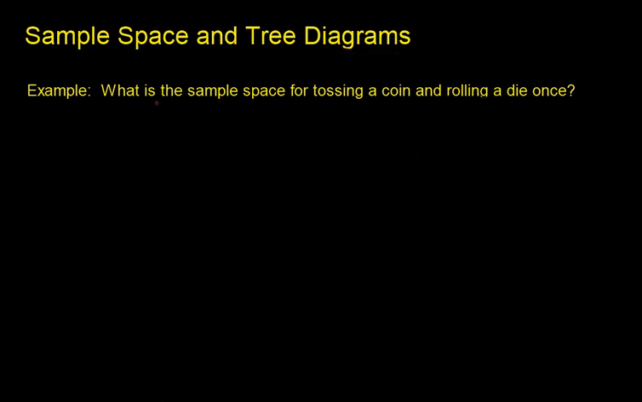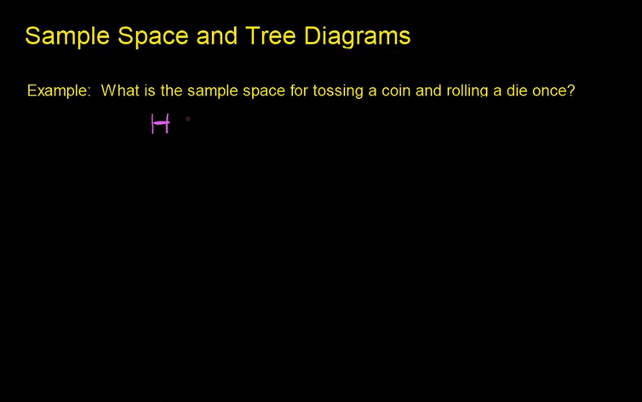We'll do this example here. What's the sample space for tossing a coin and rolling a die once? All right, so let's see. We need to list out all the possible outcomes that you could observe if you tossed a coin and rolled a die once. So you could get a head, right? I'm going to do H for head.